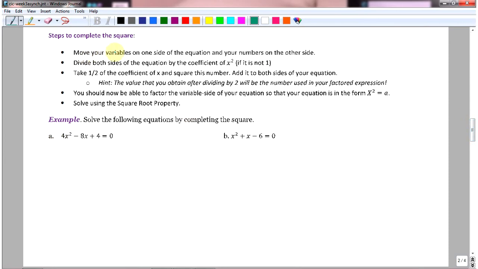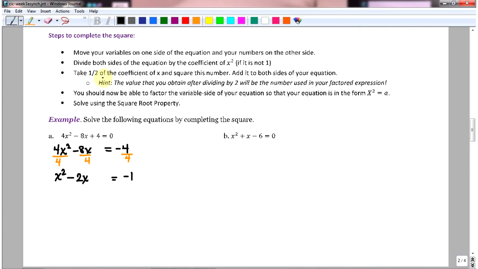Okay, the first step, you want to move your variables to one side of the equation and your numbers to the other. So we need to subtract 4 from both sides. So we have our 4x squared minus 8x equals -4. Next, we want to divide both sides of the equation by the coefficient of x squared if it is not 1. The coefficient of x squared for us is 4, so we need to divide everything by 4. That leaves us with x squared minus 2x, leave a little space, equals -1.